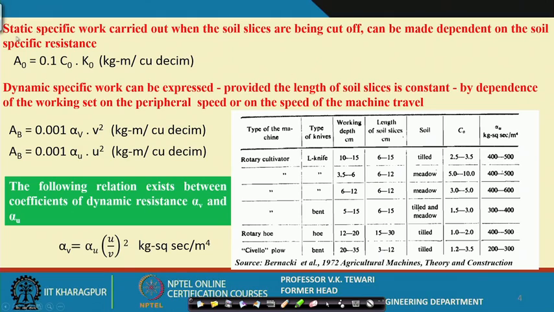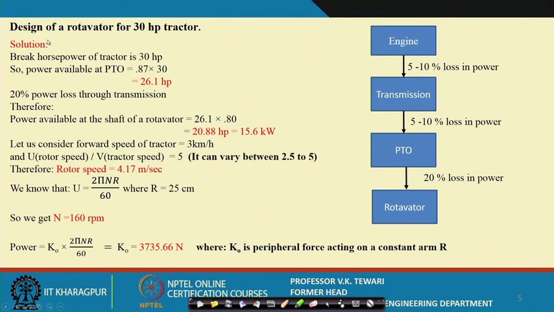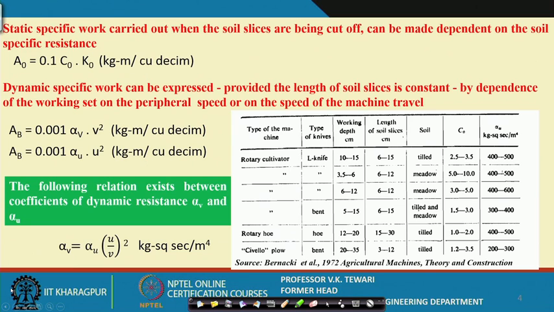You can see the static specific work here. A 0 is dependent on C 0 and K 0. Now, what are these C 0 and K 0? You have to get them from the table which has been prepared here. This talks of the type of machine, which is the rotavator, the rotary hoe or another type of plow. These are standards made worldwide, so you need not bother about this, but you must have an idea, because this has been created for a worldwide audience for use.